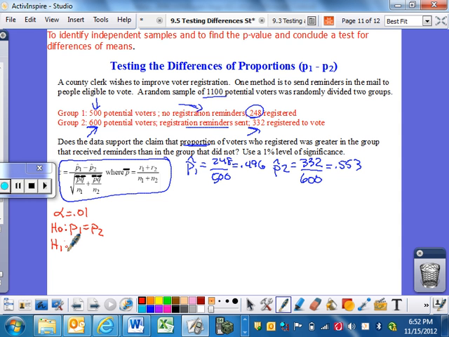They told us that they think the people that get reminders will vote more. Now, group 1 does not get reminders, so I think they're less than group 2. This is a left-tailed test. Alright? And now how do I test something? I need to find the z-score.